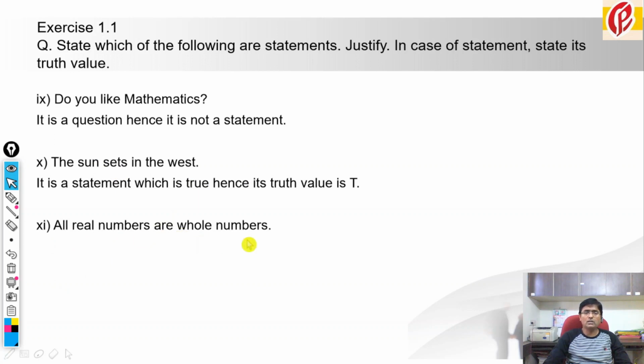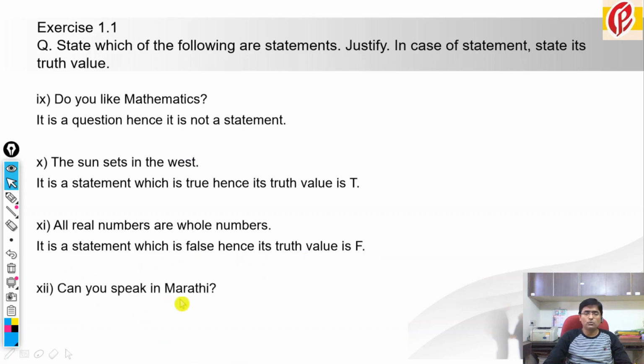All real numbers are whole numbers. Do you know that all real numbers are whole numbers? No. Whole numbers are real numbers, but all real numbers are not whole numbers. So it is a statement which is false. Hence its truth value is F. Can you speak in Marathi? This is a question and a question is not a statement.